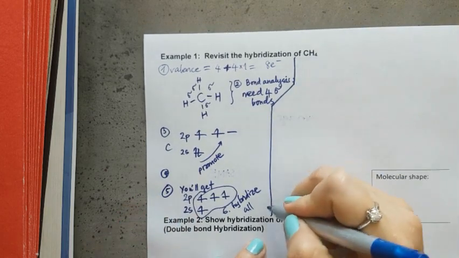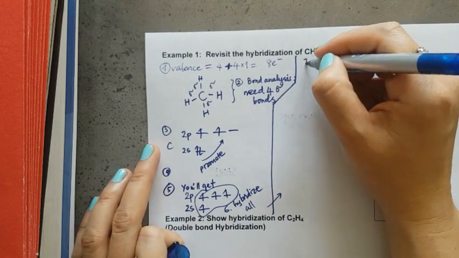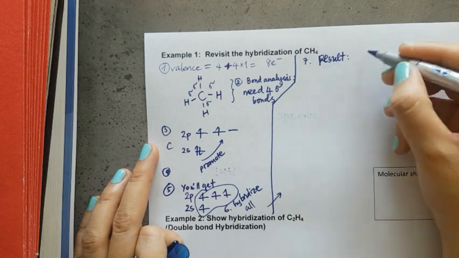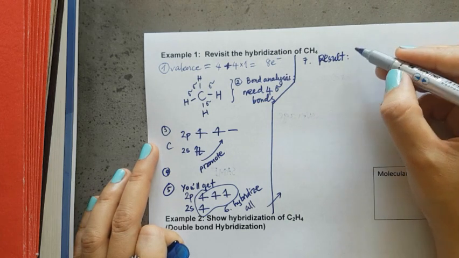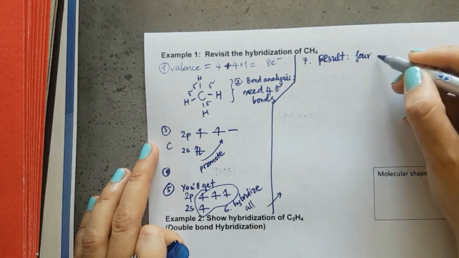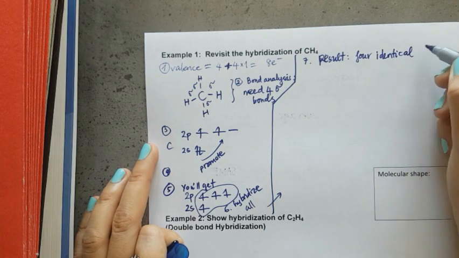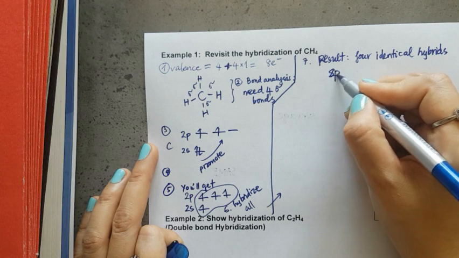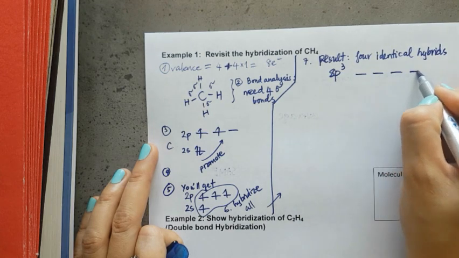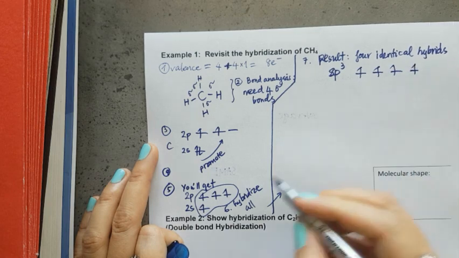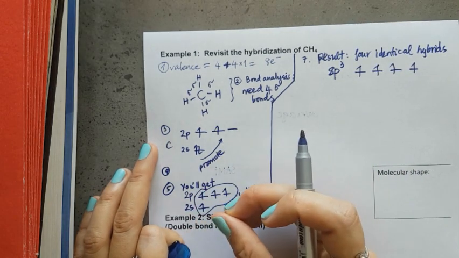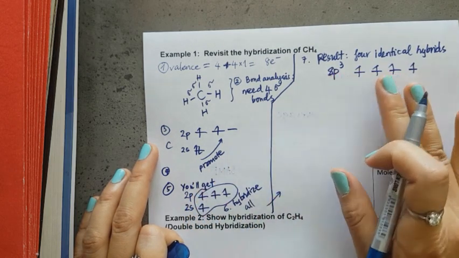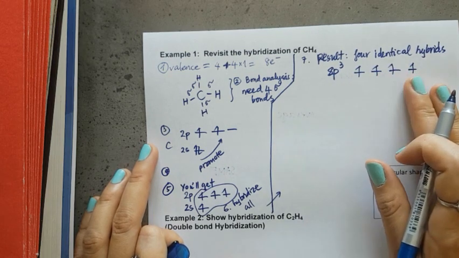Okay, and then it's going to go up here. And I'm going to say that I'm going to get the result of hybridization. It's going to be 4 identical hybrids that we call sp3. Okay, 1, 2, 3, 4. So once you take them all and you hybridize them, these things now are gone. They no longer exist. But what exists is the new 4 hybrid that you form.